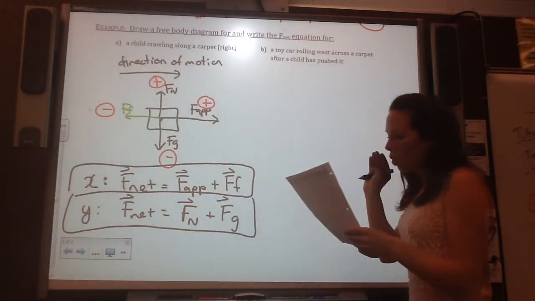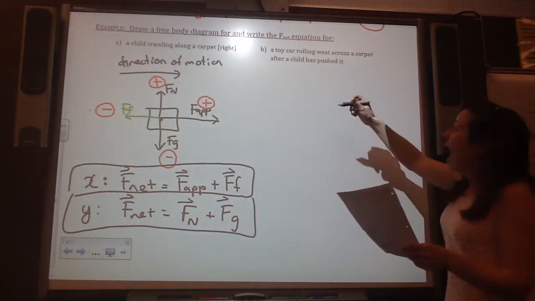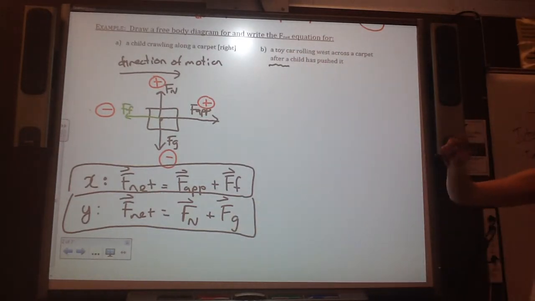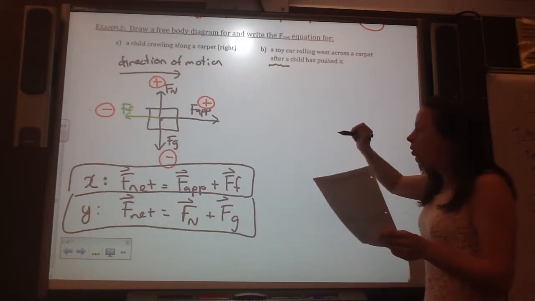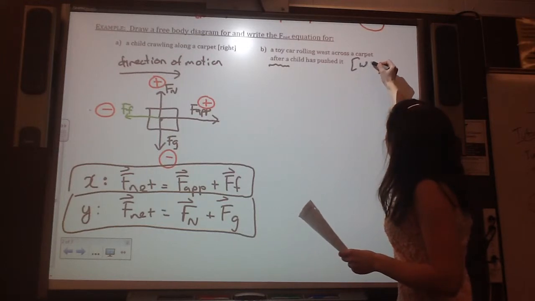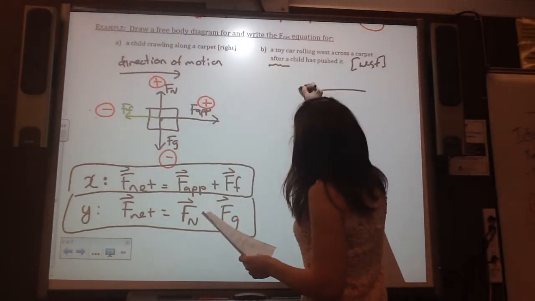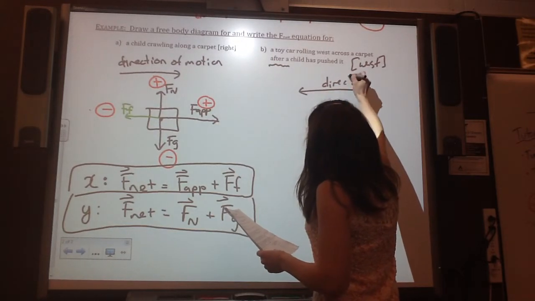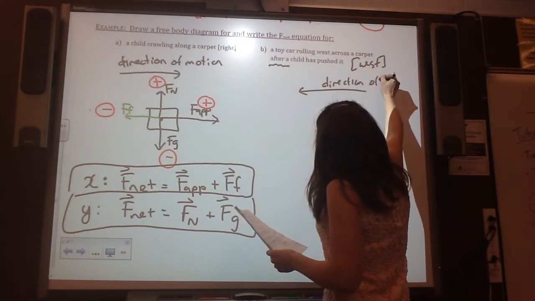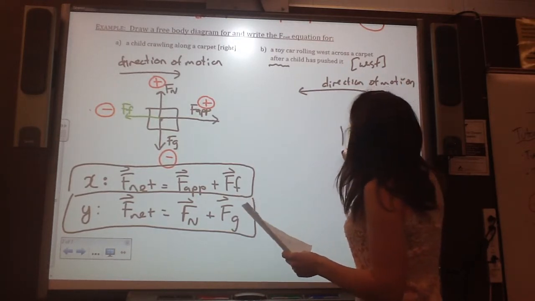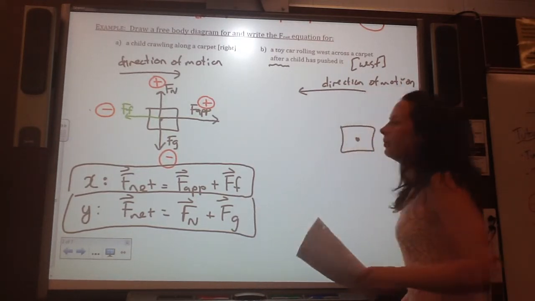A toy rolling across a carpet after a child has pushed it. And what direction is it going? Oh, it doesn't say. Let's just say it's west. Oh, west? Okay. So, the direction of motion is now going west. So, direction of motion. You can draw a car or you can just draw a box and put a circle in the middle.